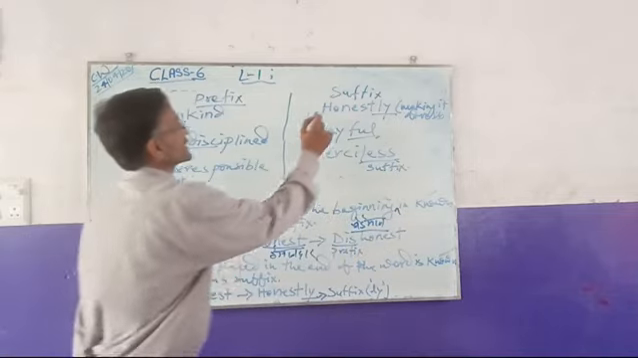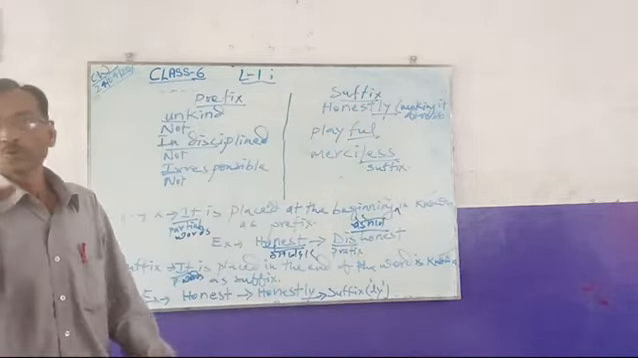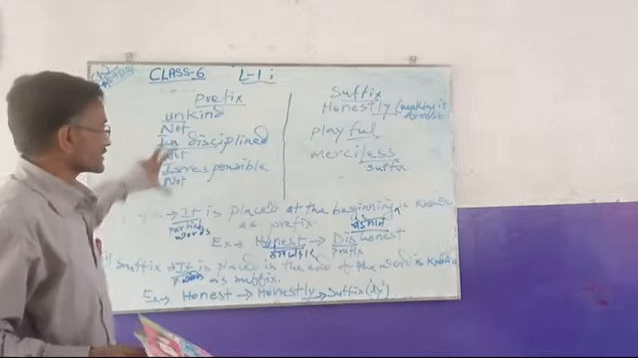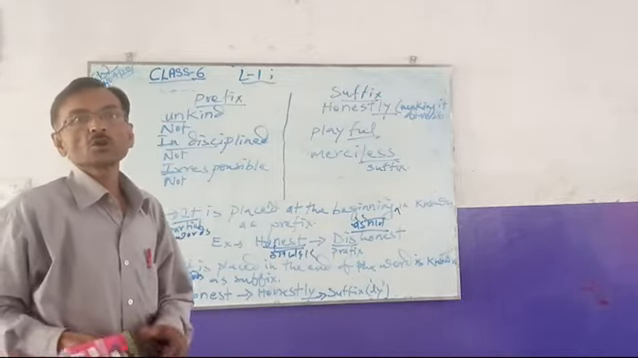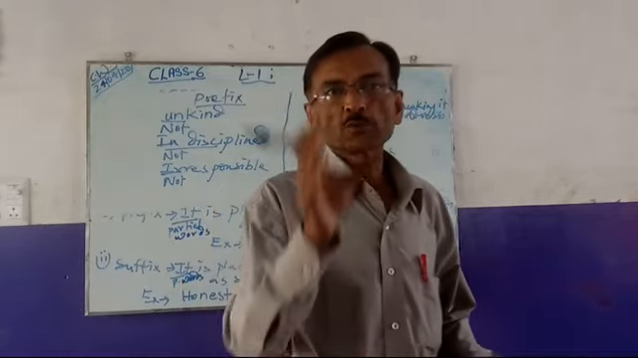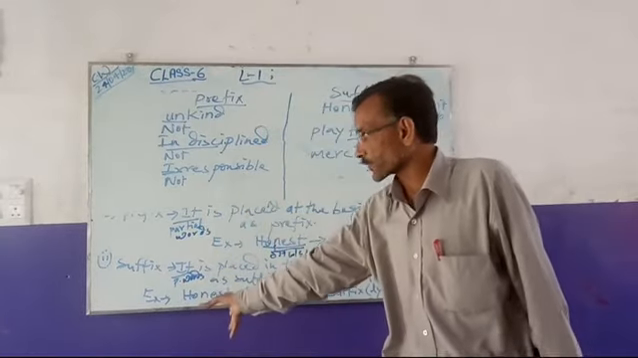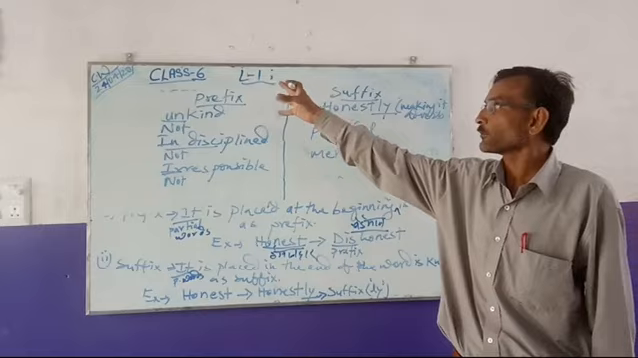That is how it works. So you have to find some prefixes and some suffixes to form words. You have to form 10 words from suffixes and 10 words from prefixes.